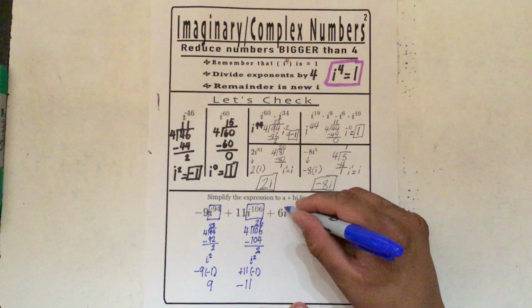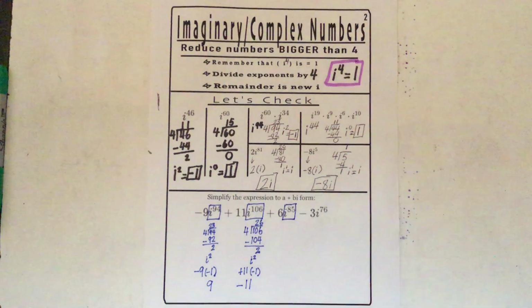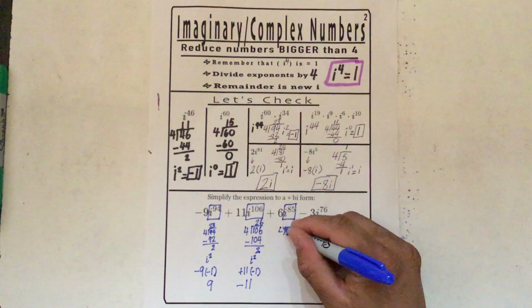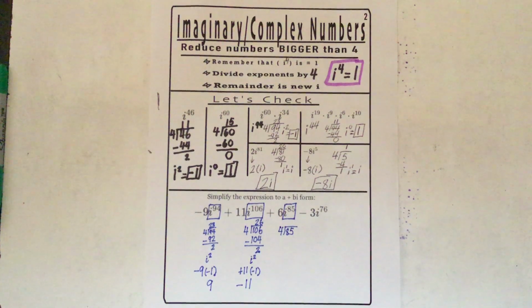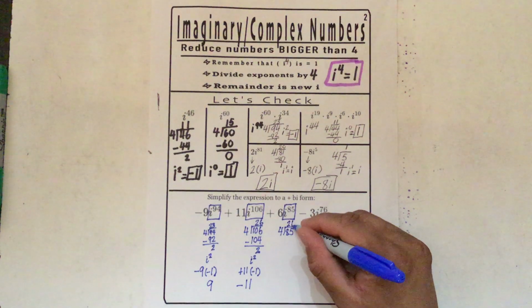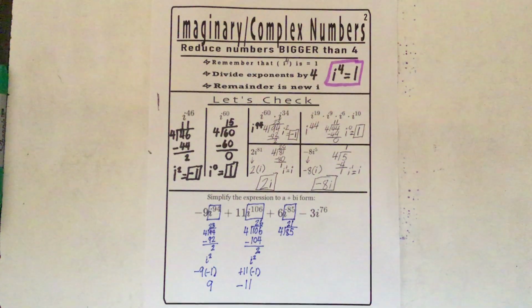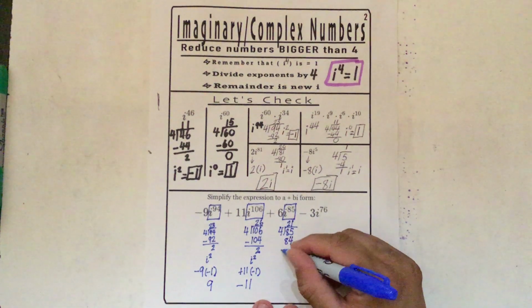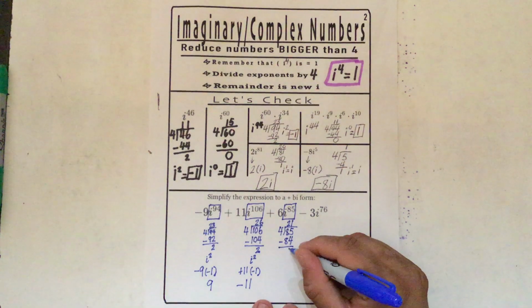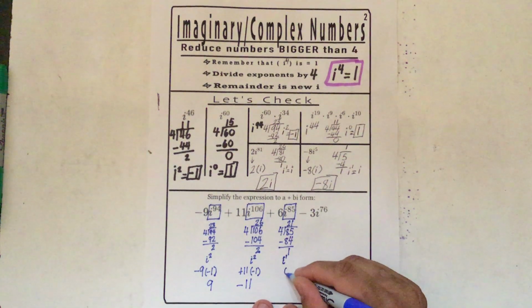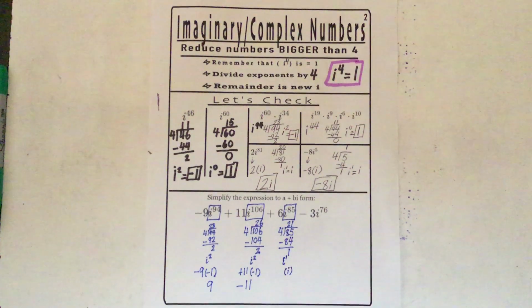So I'm going to do the same thing with this third term here. I'm going to take 85 and I'm going to divide 85 by 4. And how many times does 4 go into 85? So I know it goes in 21 point something times, right? But the only thing I needed was 21. 4 times 21 is 84. 85 minus 84 is 1. So this is i to the first power, which is just i.